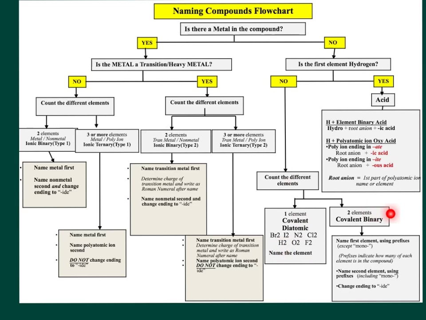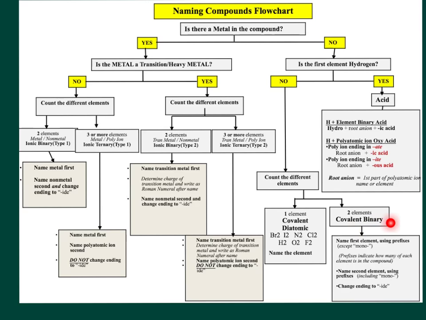If there are 2 elements, what we have is a covalent binary compound. And we use Greek prefixes to name those: mono, di, tri, tetra, penta, hexa. And so you're going to name the first element, and if there's more than one of it, you're going to put a di or a tri. Let's say if you had 2 of them, it would be dinitrogen. And then you look at the second element, and again, the subscript tells you how many you have of it, and I am going to use that Greek prefix.